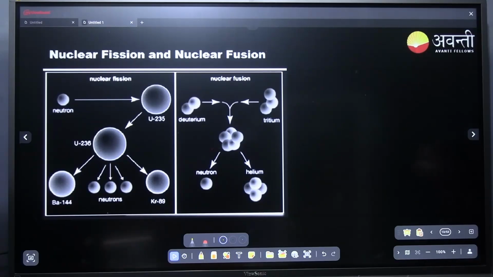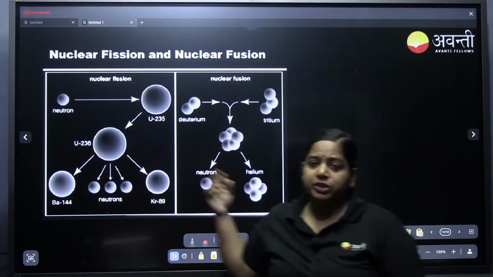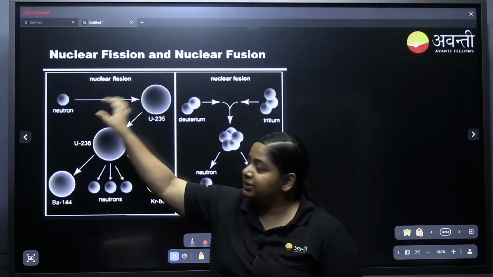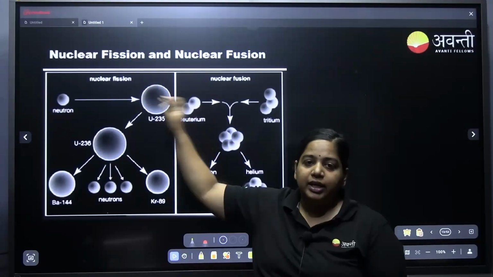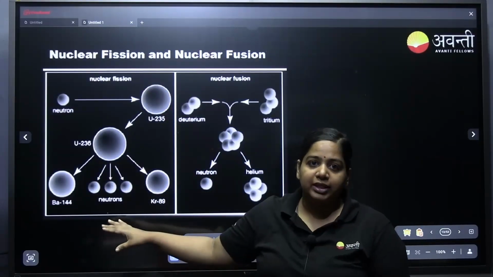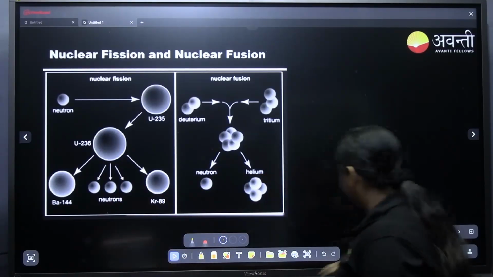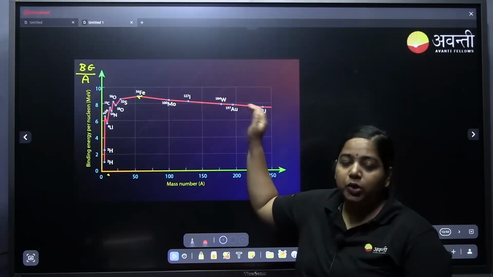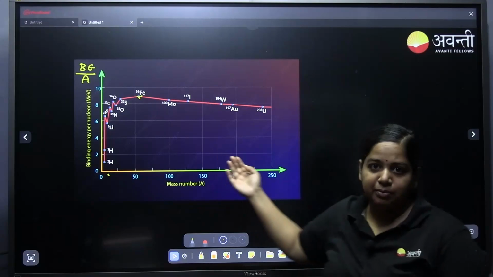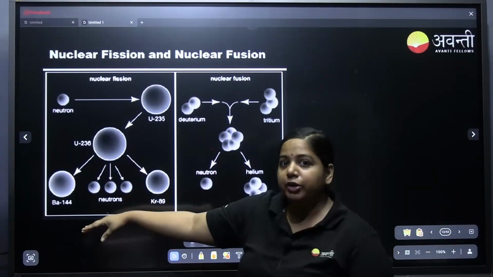Next is nuclear fission and nuclear fusion. So in nuclear fission and fusion, what is happening? Fission means there is a heavy mass nucleus. It will split into smaller nuclei and become stable. As we can see in the previous one, here total binding energy per nucleon is less, which means it is less stable. So to attain stability, it has to become a smaller nucleus.